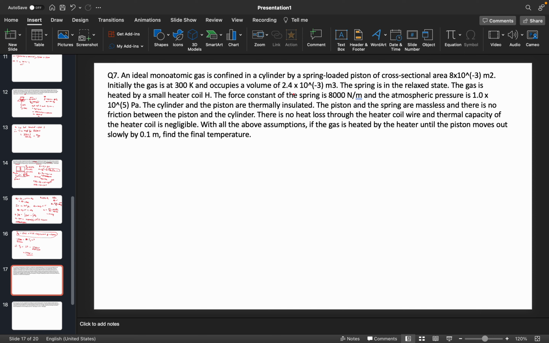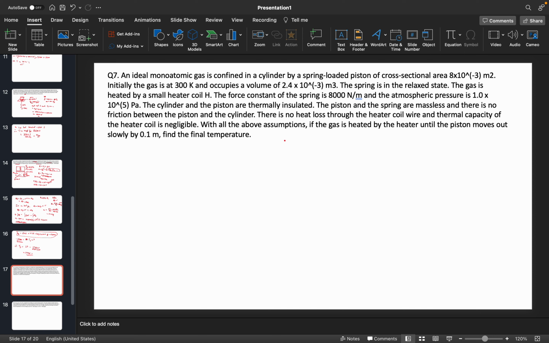The gas is heated by a small heater coil H. The force constant of the spring is 8000 Newton per meter, and the atmospheric pressure is 1 into 10 to the power 5 Pascal. The cylinder and the piston are thermally insulated. The piston and the spring are massless, and there is no friction between the piston and the cylinder. There is no heat loss through the heater coil wire, and the thermal capacity of the heater coil is negligible.